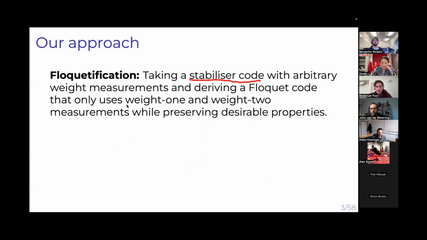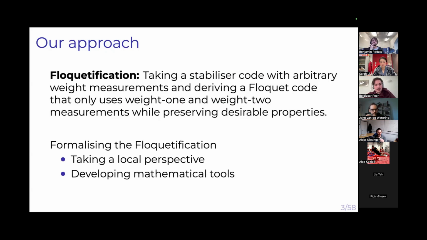Our goal is to obtain a new code that uses only weight 1 and weight 2 measurements. We will also show that the rewrites we use preserve certain properties. From the title, you might already know that this is going to be the distance that is being preserved. We take a local perspective, and preserving these properties is going to be quite well formalized in this talk.